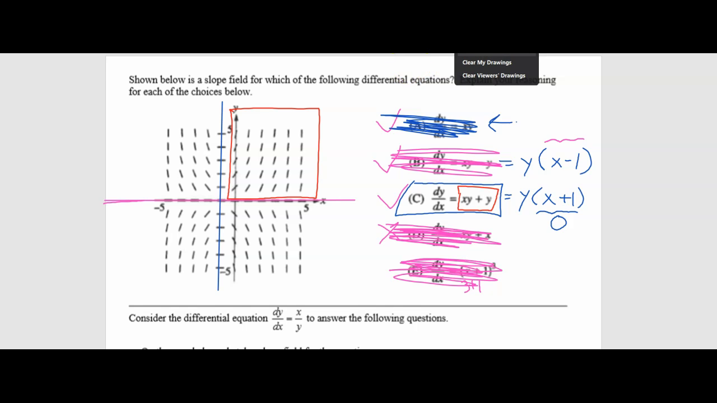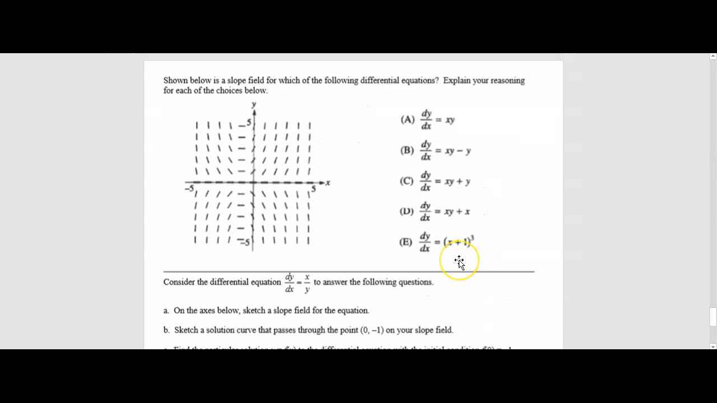Okay, last thing for this video. I'm going to look at this problem right here. It says consider the differential equation dy dx is equal to x divided by y. On the axis below, sketch a slope field for the equation. Okay, we could do that. Part B says sketch a solution curve that passes through the point (0, -1) on your slope field. Okay, we've looked at an example for that.